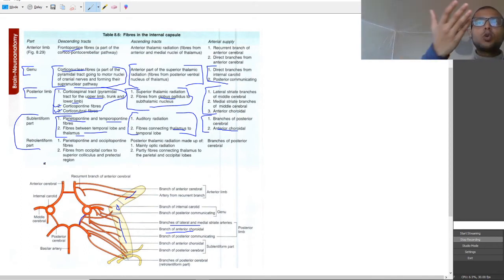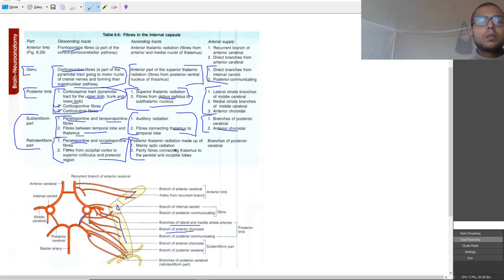Regarding the retrolentiform part, it means behind the lentiform nucleus. There are some descending and ascending tracts. These are descending tracts: parietopontine fibers, occipitopontine fibers, and fibers from the occipital cortex to the superior colliculus and pretectal region. Regarding ascending tracts, you can see here the posterior thalamic radiation.